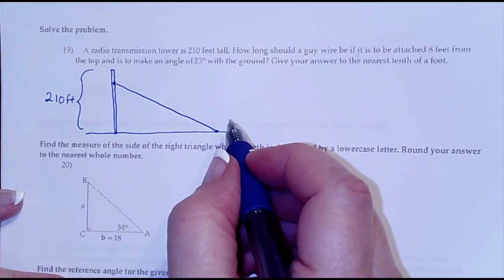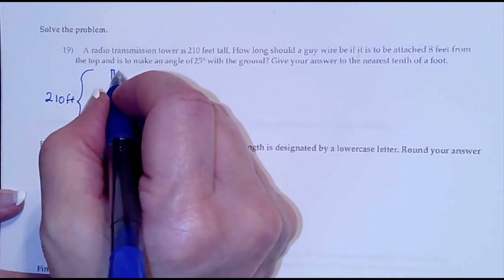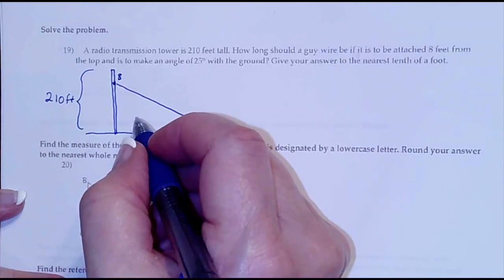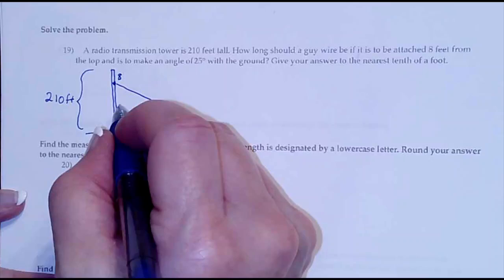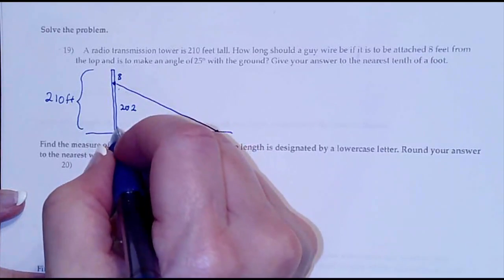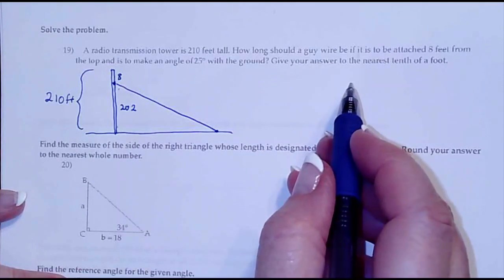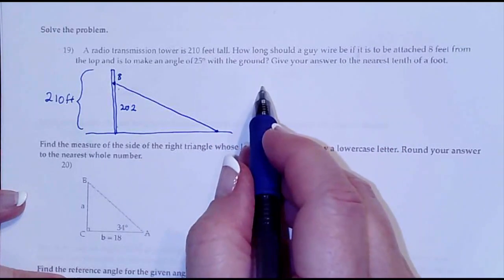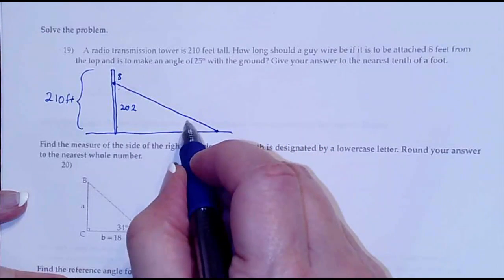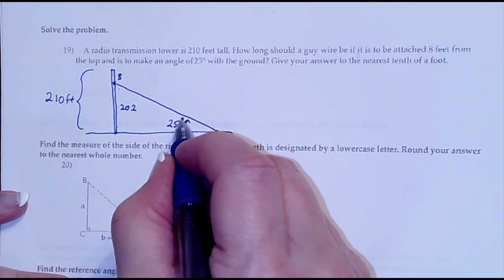Now, it says, how long should the guy wire be 8 feet from the top? Well, if this short part right here is 8 feet, and the whole thing is 210, then we know this is going to be how many feet? This is going to be 202, right, from here to here. The next thing we want to know is that it makes 25 degrees with the ground. So what does 25 degrees with the ground mean? Well, we're talking about this one because it's from the ground, right? So we have 25 degrees.